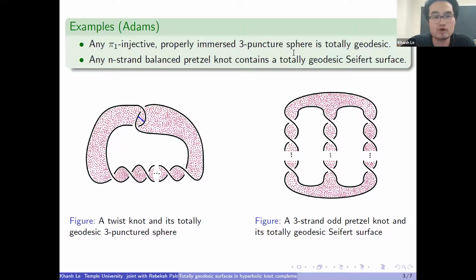Here are some examples of totally geodesic surfaces. First, one can take the twist knot complement. The dotted surface in the diagram on the left represents a totally geodesic sphere. One can also consider the three-strand pretzel knot in the diagram on the right. The dotted surface here represents a totally geodesic closed surface.